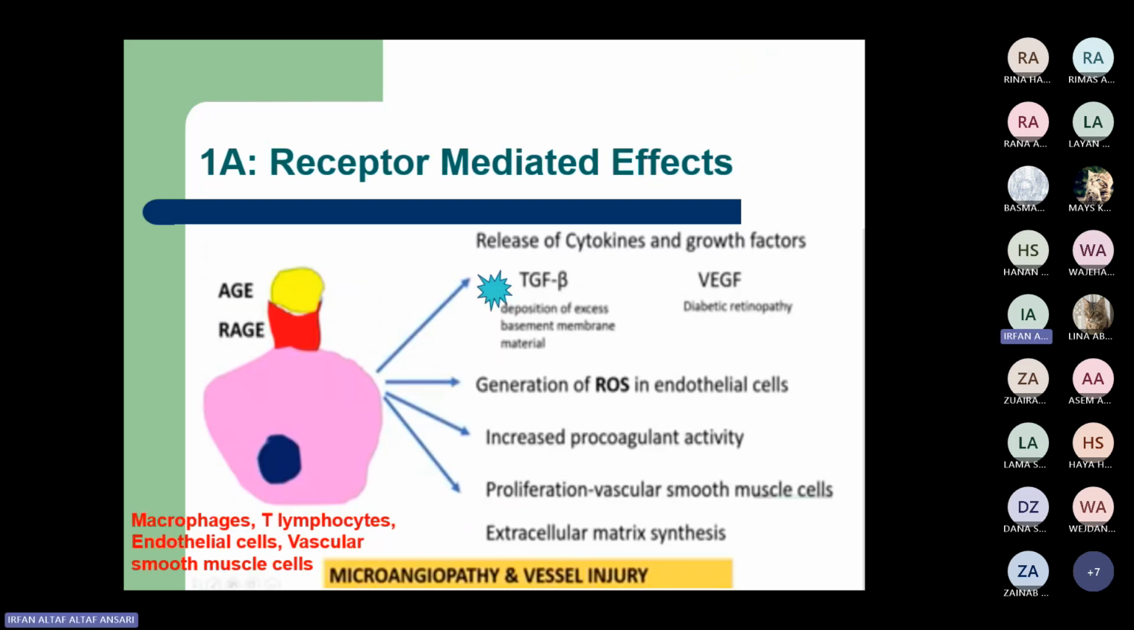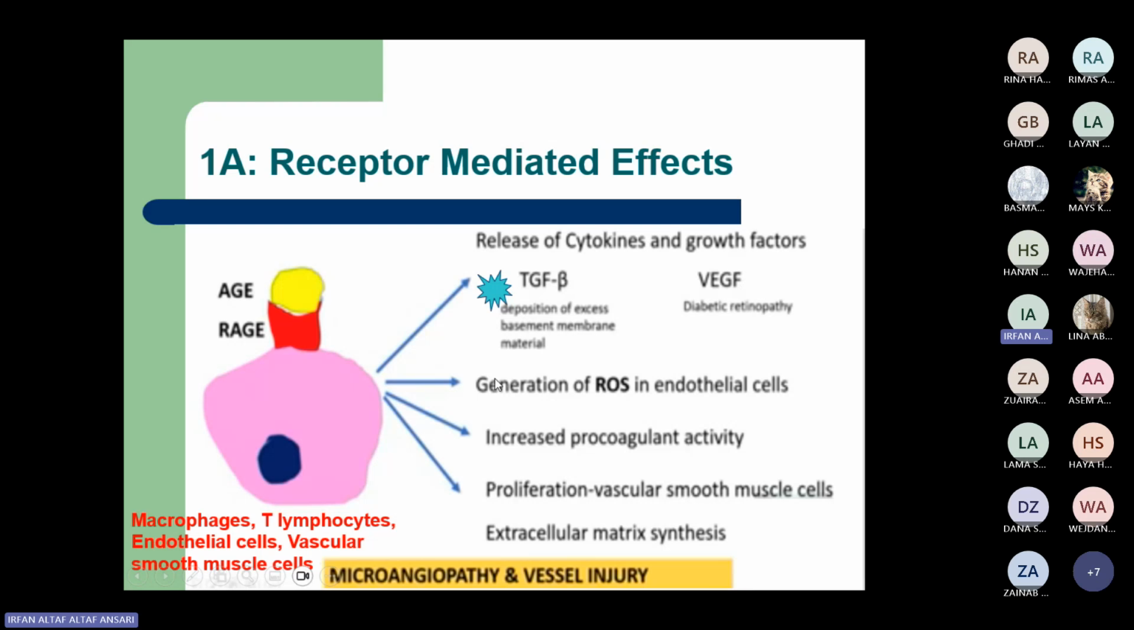Then there is also a receptor mediated effect due to the advanced glycosylation end products. There is release of cytokines and growth factors such as transforming growth factor beta or vascular endothelial growth factor. This vascular endothelial growth factor is principally responsible for the vascular abnormalities in the retina, leading to diabetic retinopathy, while TGF beta causes excessive deposition of basement membrane material in the glomeruli.